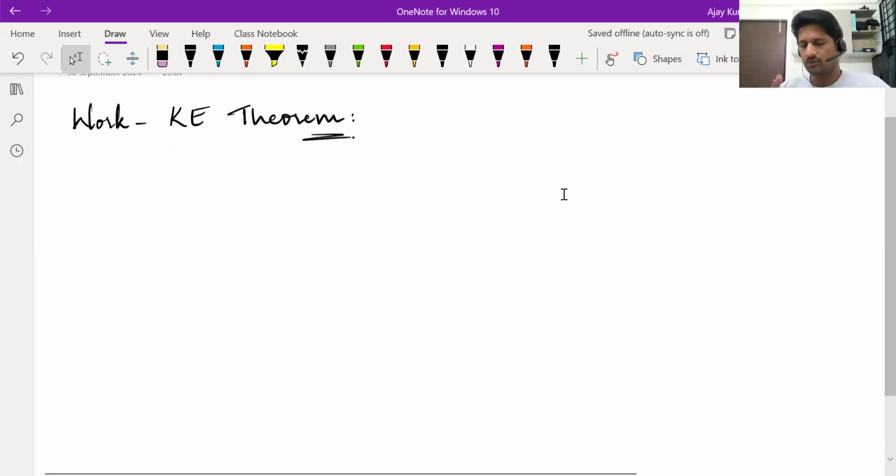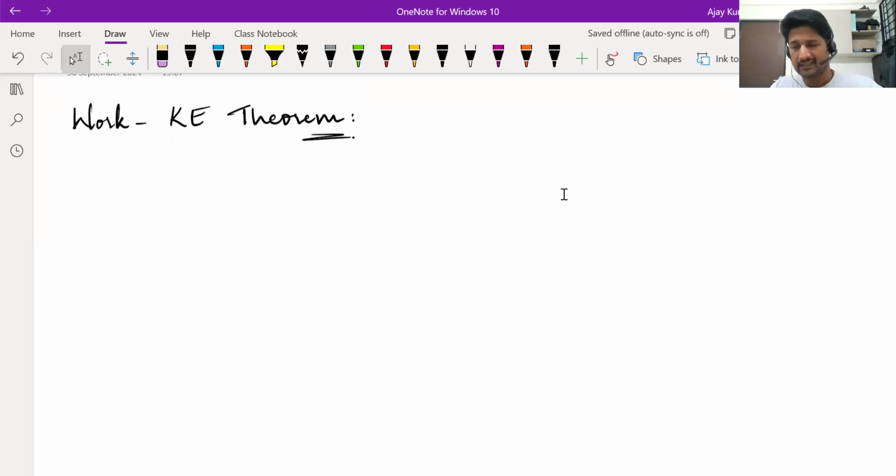And based on the work-kinetic energy theorem, we will discuss another law called the law of conservation of mechanical energy. It follows from this itself. Okay, so understand this carefully.